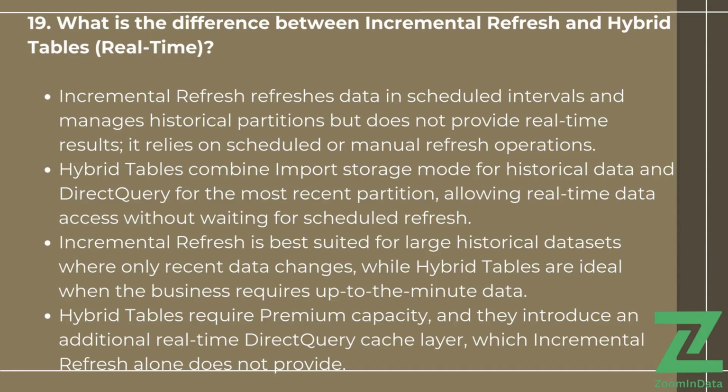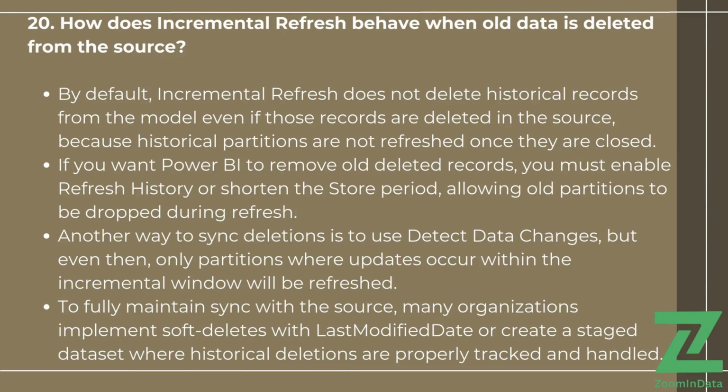Incremental refresh is best suited for large historical datasets where only recent data changes, while hybrid tables are ideal when the business requires up-to-the-minute data. Hybrid tables require Premium capacity, and they introduce an additional real-time DirectQuery cache layer, which incremental refresh alone does not provide. 20th question. How does incremental refresh behave when old data is deleted from the source?